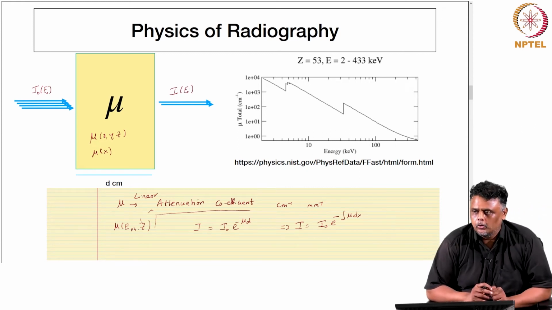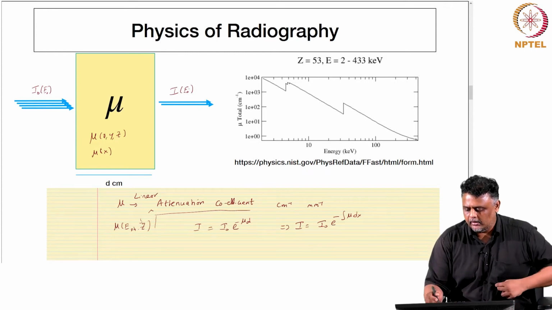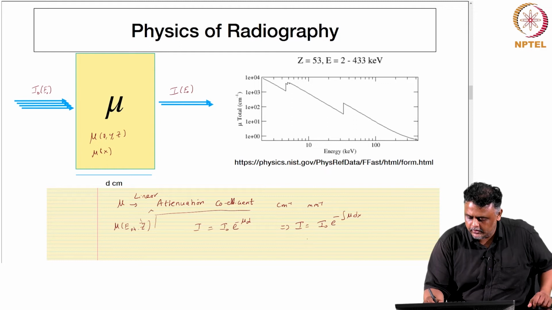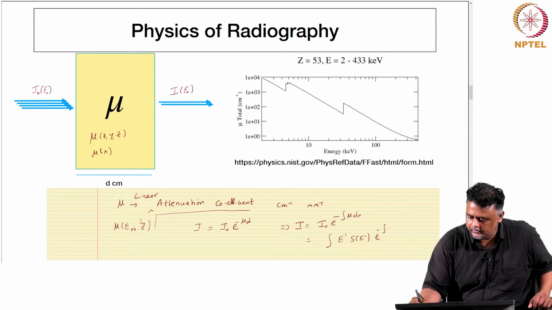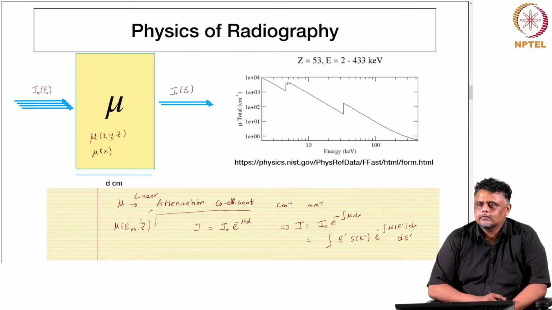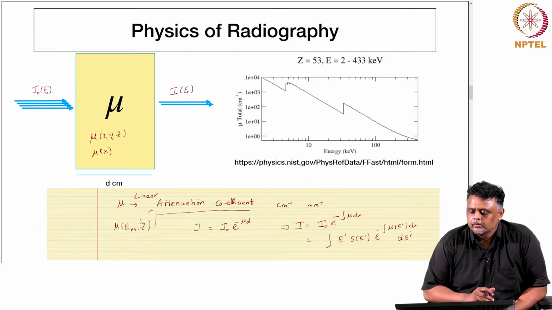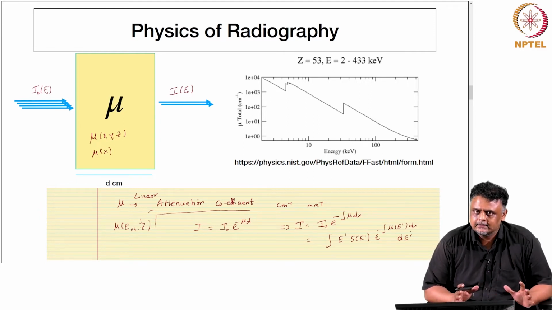If you have a real source, which means that if you want to actually count the number that comes out, then we just have to integrate it over the spectrum. We denote the spectrum by S of E prime, e raised to minus integral, where mu is a function of E prime, and then we have to integrate over all energies. This will give you the number. This is the relationship that is typically used for all X-ray imaging modalities.